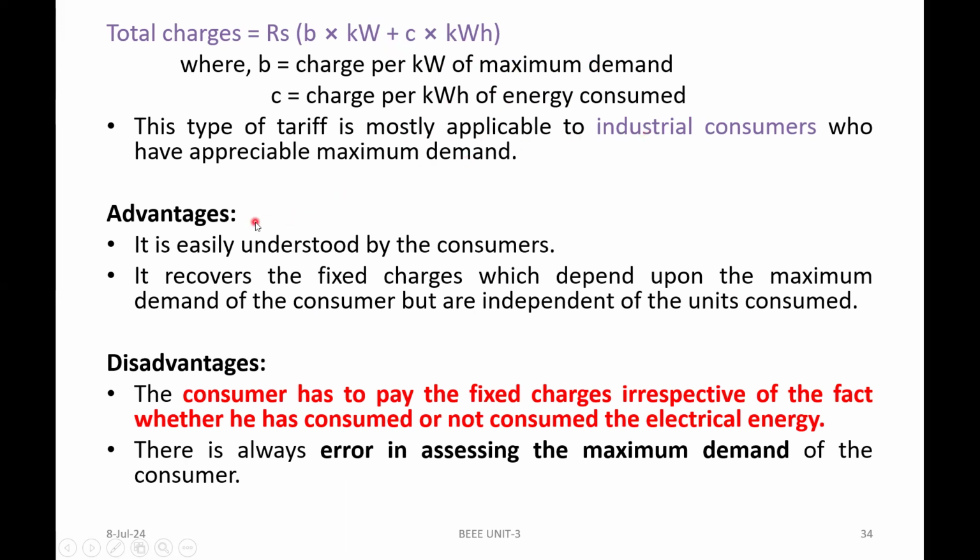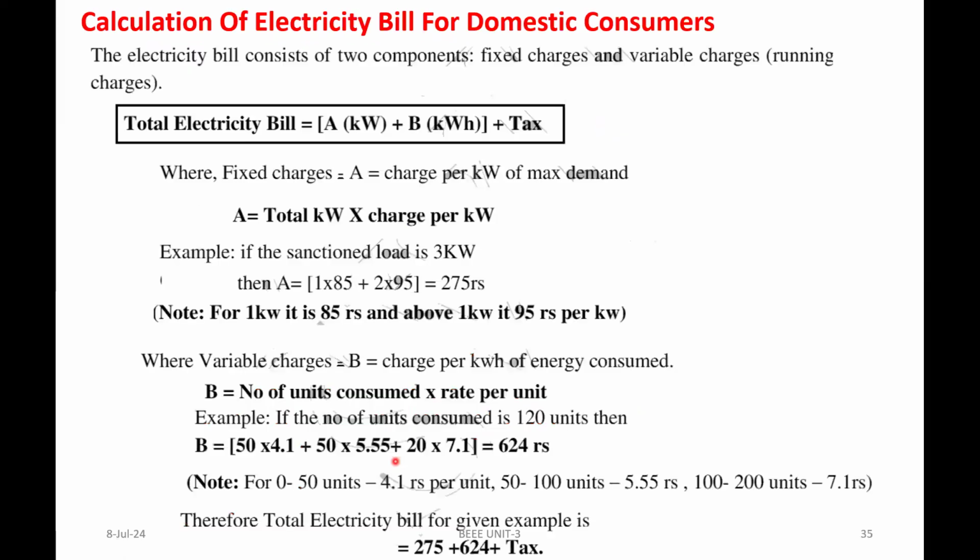What are the main advantages of this two-part tariff? It is easily understandable. It requires fixed charges which depend upon the maximum demand of the consumer. And the main disadvantage of this two-part tariff is that the consumer has to pay the fixed charges irrespective of whether he has consumed or not. Another issue is that there can be an error in assessing the maximum demand. These are the two disadvantages of two-part tariff.